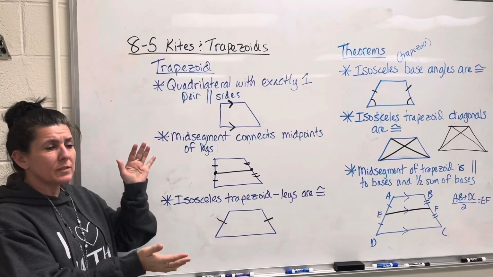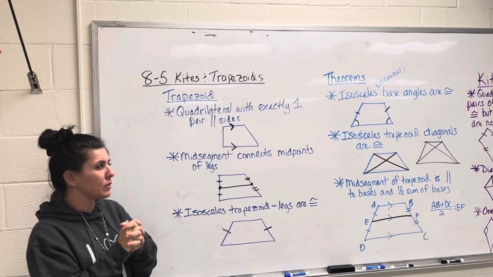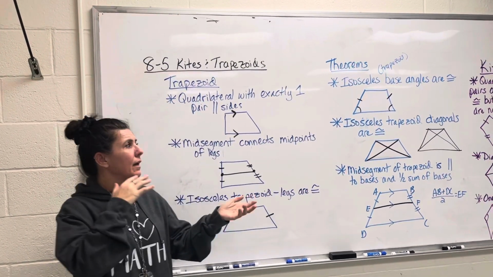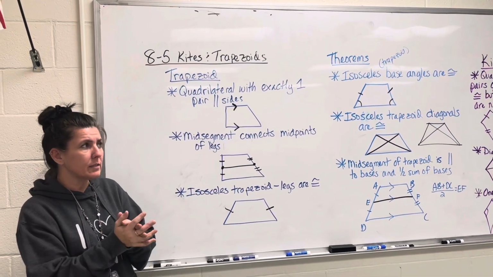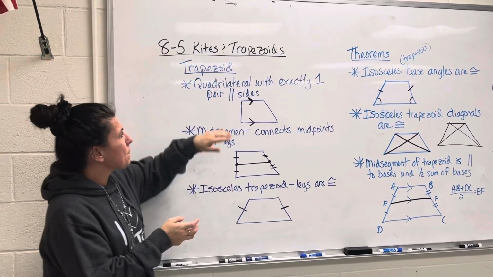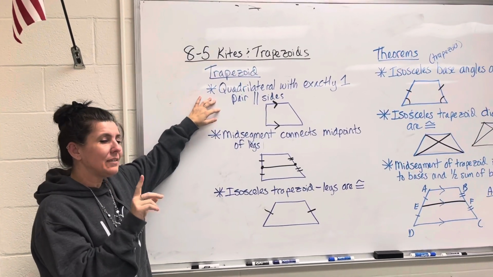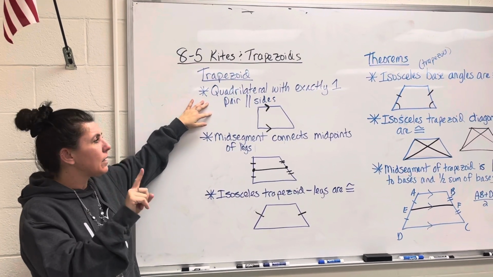Okay, moving on to 8.5 with kites and trapezoids. So again, moving on to a new section. This section is not parallelograms. These are just quadrilaterals. Quadrilaterals are just 4-sided shapes, and parallelograms are a lot more specific with a lot more characteristics. So a trapezoid is a quadrilateral with exactly one pair of parallel sides. That exactly is important. That does not mean that you can have two. One pair of parallel sides.